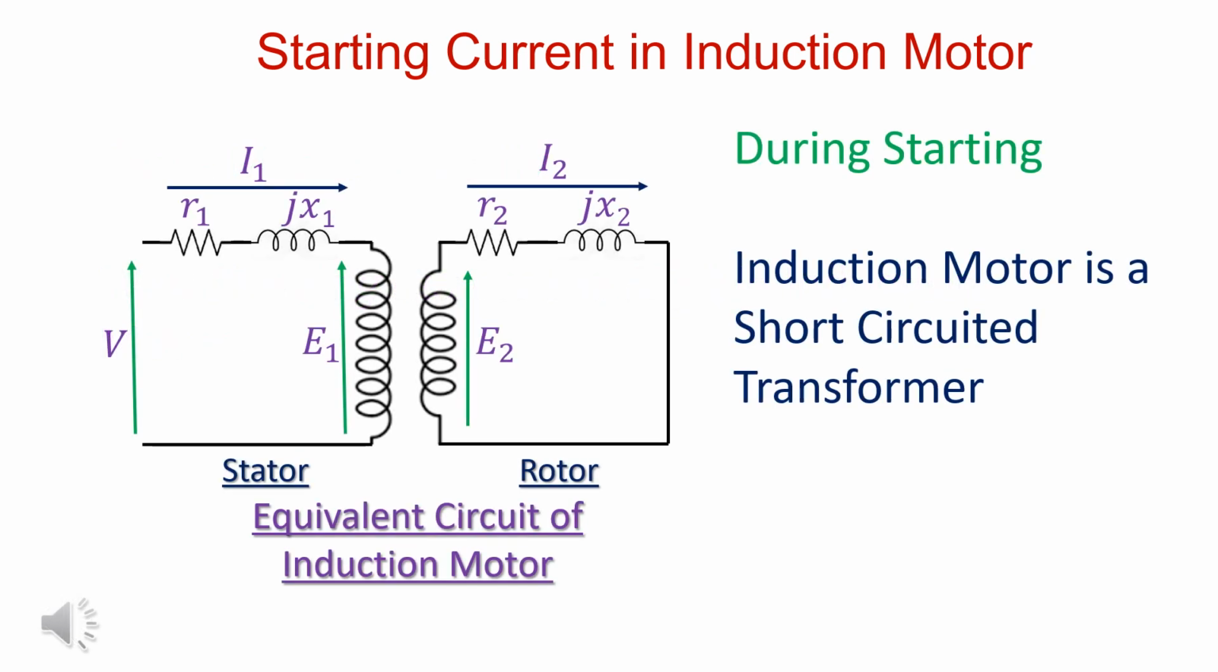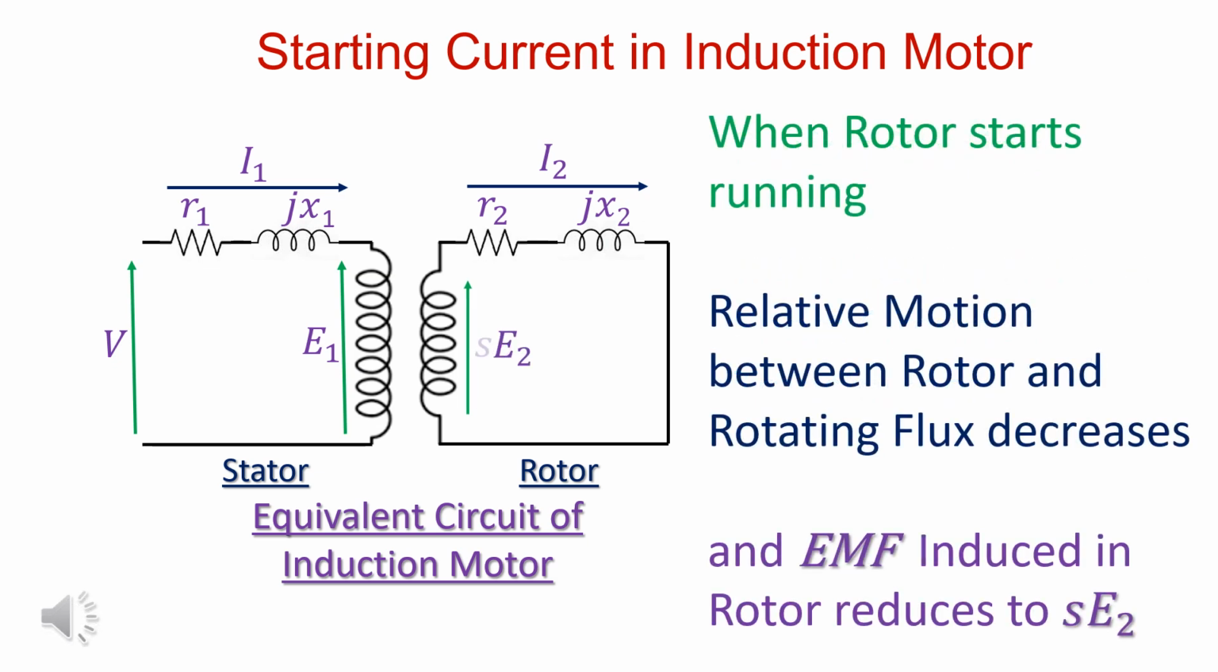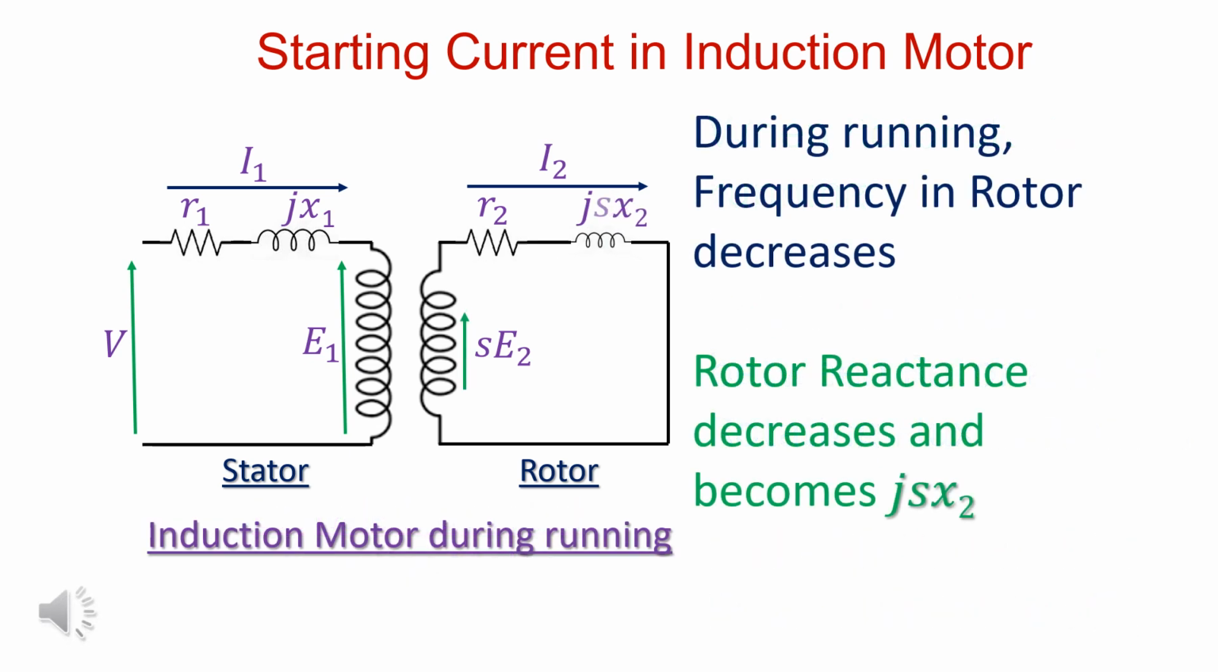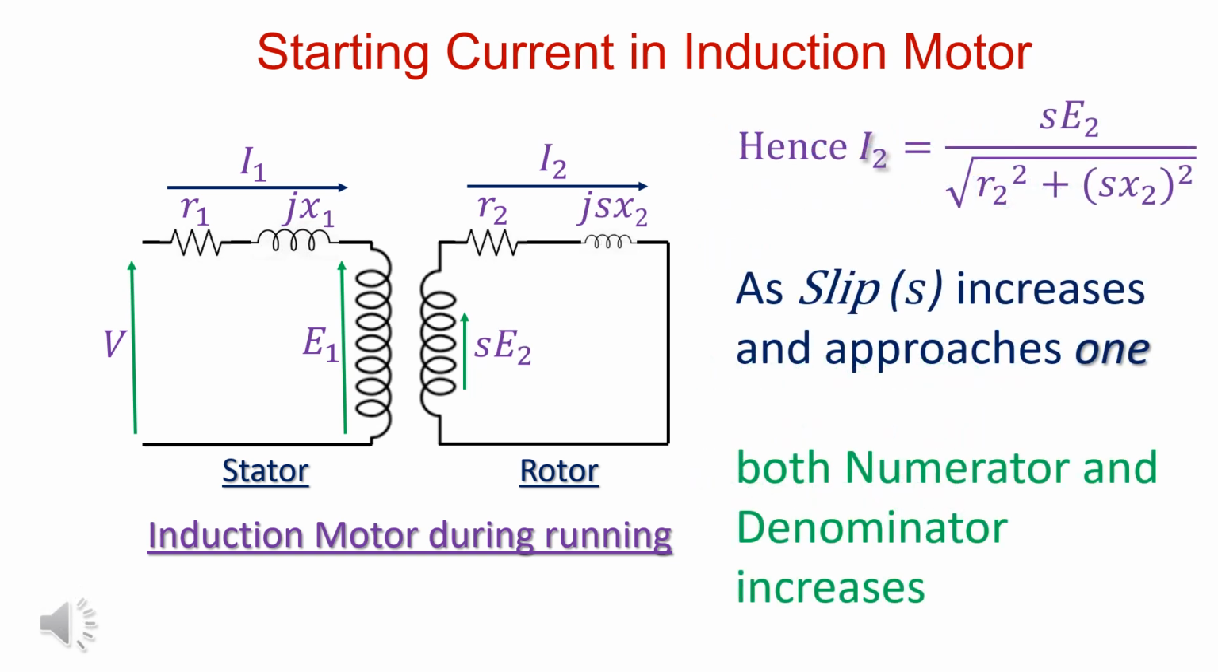During starting, induction motor is a short-circuited transformer. During running, EMF induced in rotor reduces to sE2. Rotor reactance reduces to sX2 during running. Hence, rotor current during running is equal to sE2 divided by under root R2 square plus sX2 square.